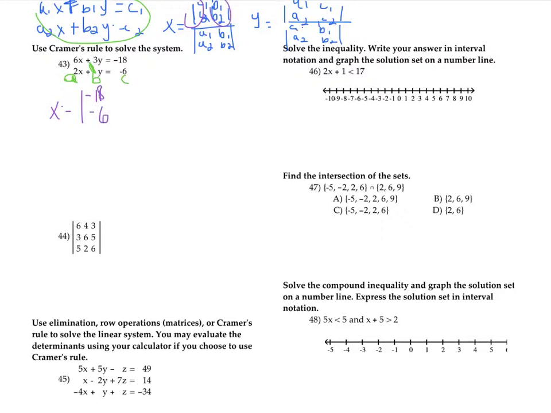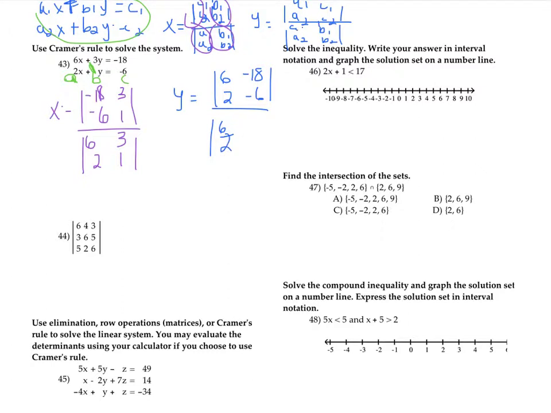We've got B1 and B2, so that's 3 and 1, over, we got A1, A2, so that's 6 and 2, B1 and B2, so that's 3 and 1. Okay, and then to set up Y, we would do A1, A2, so that's 6 and 2, C1, C2, so that's negative 18, negative 6, and then the same bottom here.